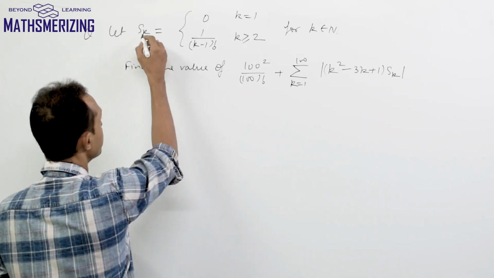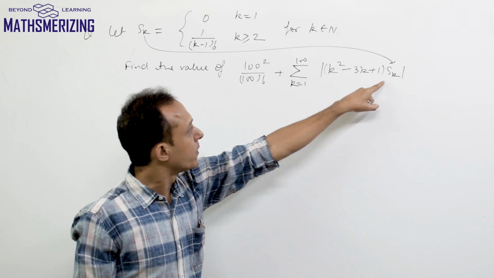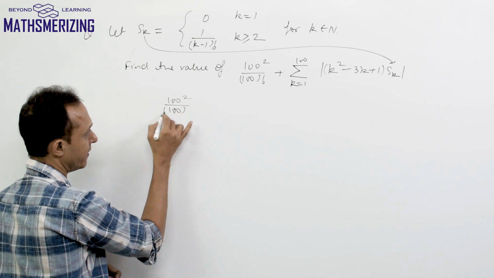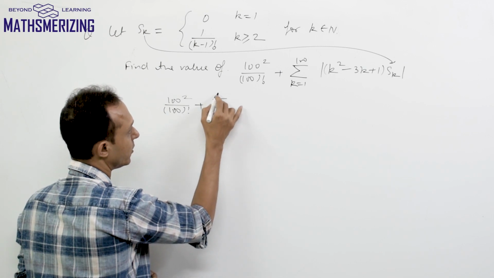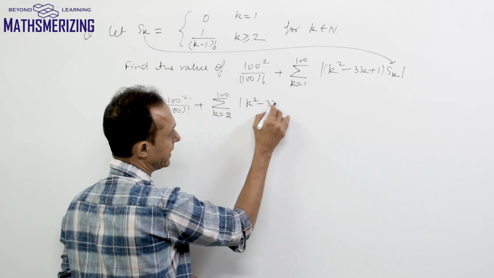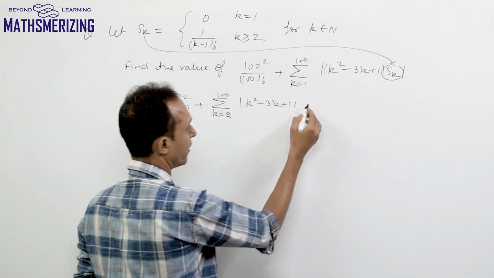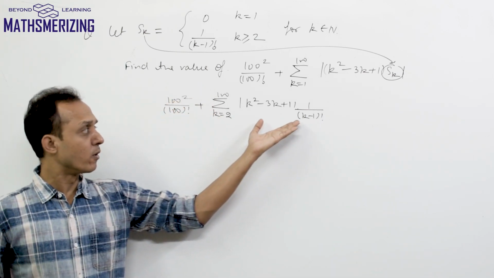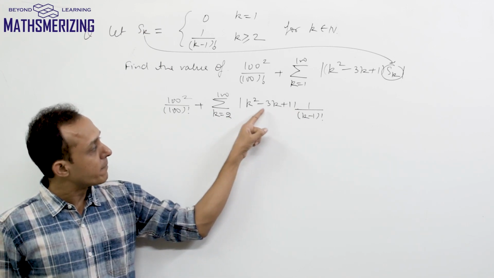So what I'll do is first put in the value of sk. If I put the value of k as 1, I'll get this value as 0. So I'll write it as 100 square upon factorial 100 and then plus the summation where k varies from 2 to 100 of mod of k square minus 3k plus 1, and then I'll put the value of sk, which is 1 upon factorial k minus 1. As we all know, these factorials are positive numbers, so they'll come outside the mod. So I'll get mod of k square minus 3k plus 1.